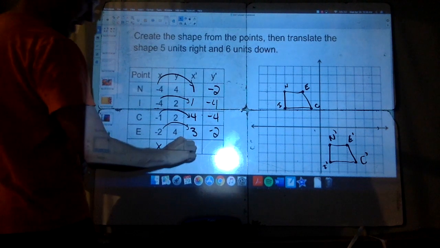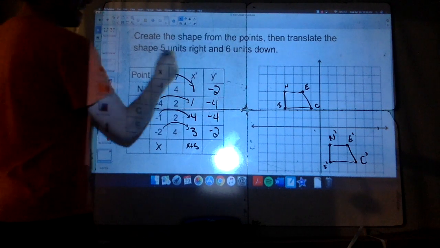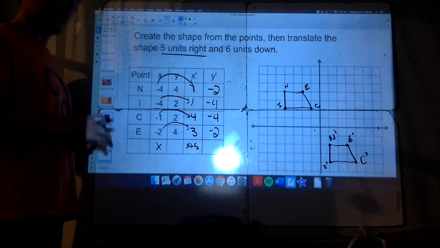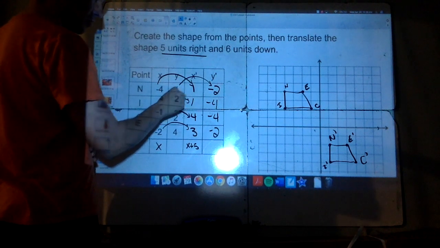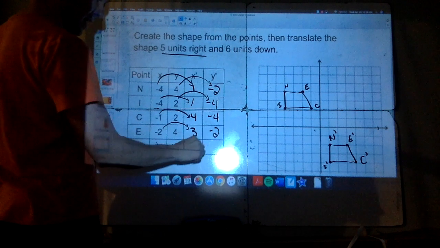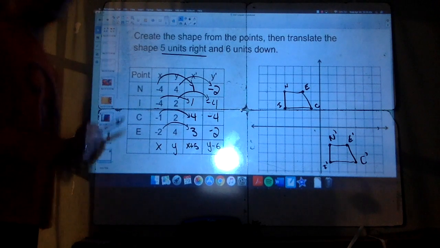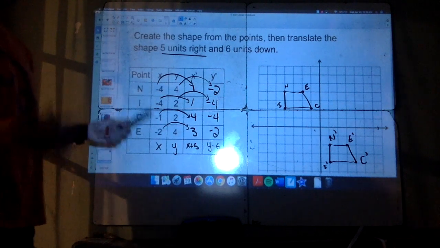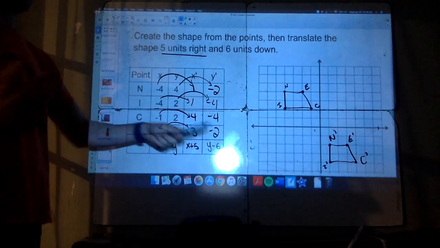Well, we're just doing X plus 5. You're adding 5 to the X. That's what that 5 units right means. And then our Y, from 4 to negative 2, 2 to negative 4, all of those, you have your Y, and down 6 means you're doing Y minus 6. So algebraically, you just take the X value and you add 5 to it. You take the Y value and you subtract 6 from it.